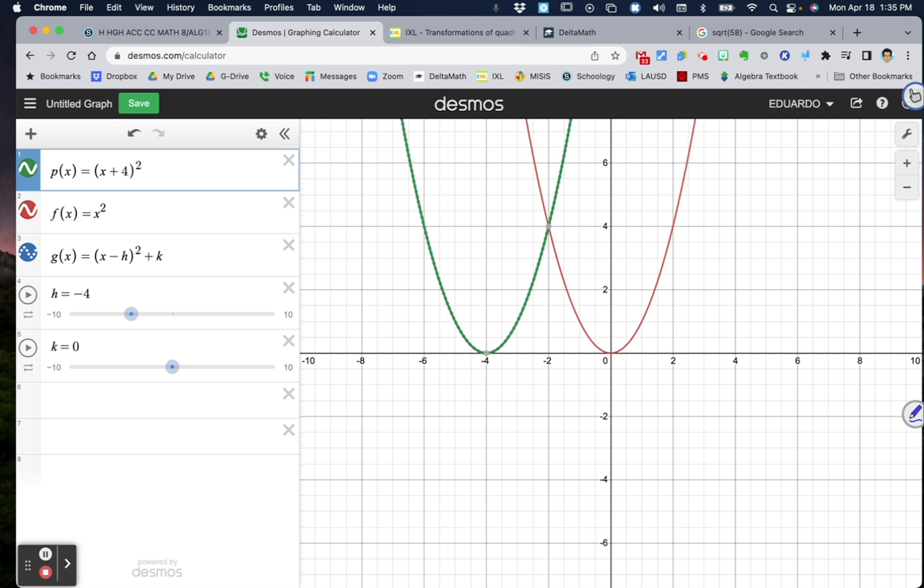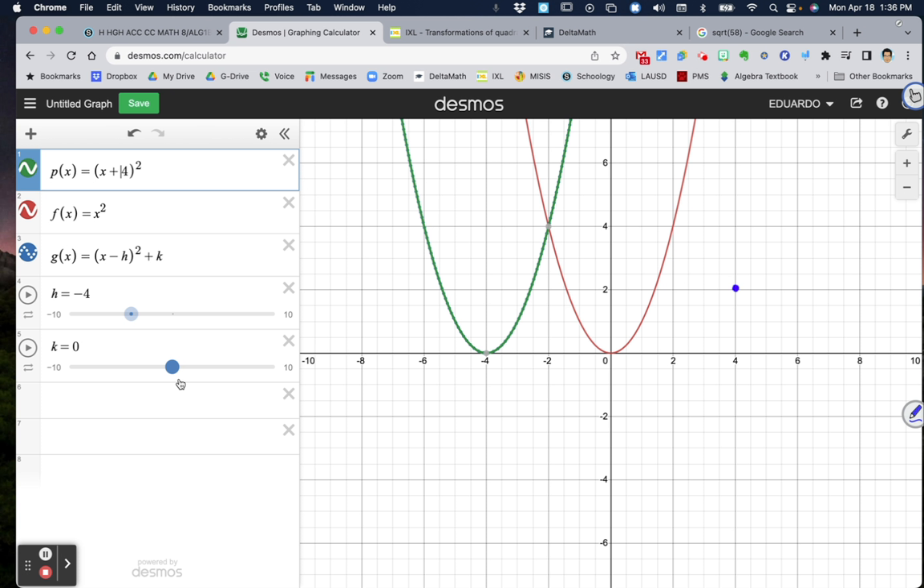So I'm going to give you a location, and I want you to locate this particular graph. Say I want to put it over here. I want this to be the vertex. 4, 2. Let's all do this together. So we're going to play around with the H's and K's. Let's try to put it where it belongs.